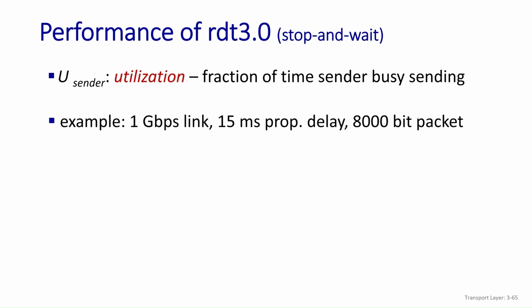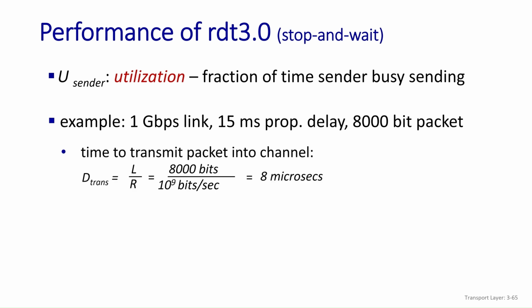This will indicate how efficient it is, I mean, what percentage of the time the channel is being utilized for sending the data. So we'll calculate this utilization. For this example, I'm assuming that I have a link of 1 gigabit per second, and the propagation delay is 15 milliseconds, and there are 8,000 bits in a packet.